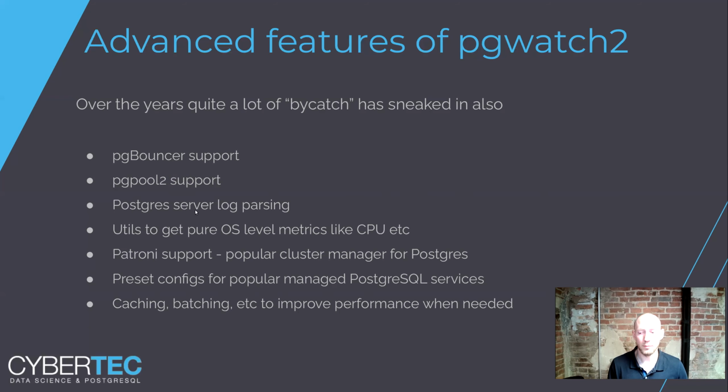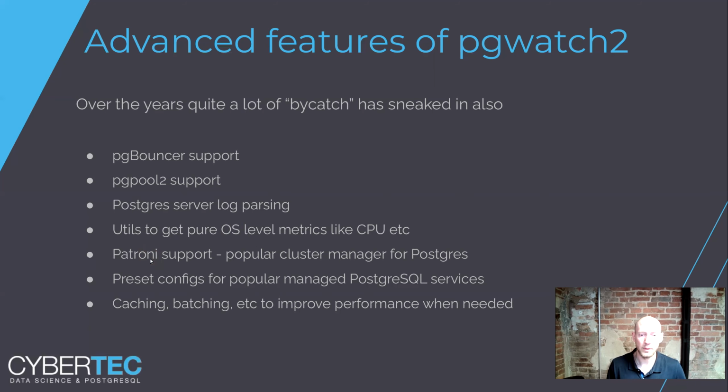We can also parse the Postgres server log for event counts. We don't store contents, just the error count over the last 5 minutes, or fatal error count or something like that. And if you're using the push deployment model and you have the agent directly on the Postgres server, you can extract the operating system metrics easily, bypassing those Postgres helper functions, for example.